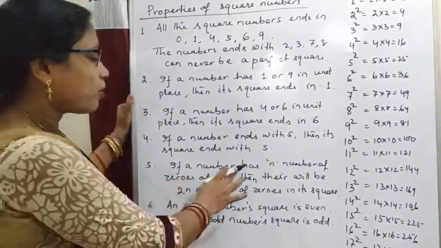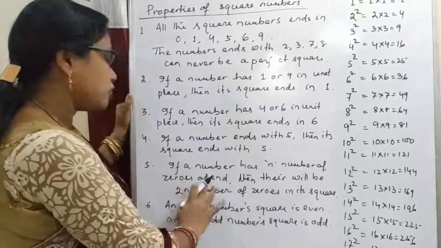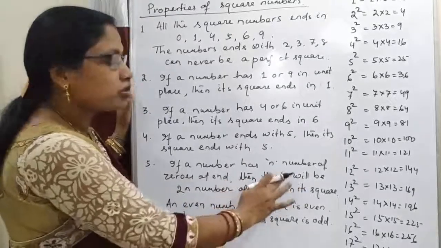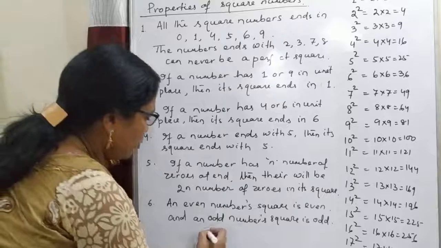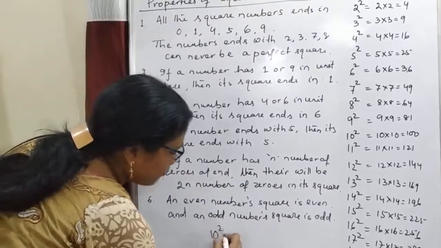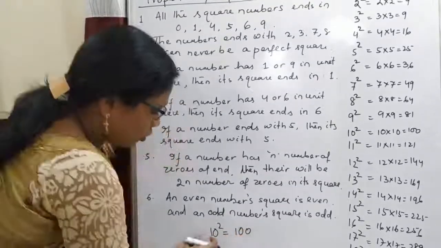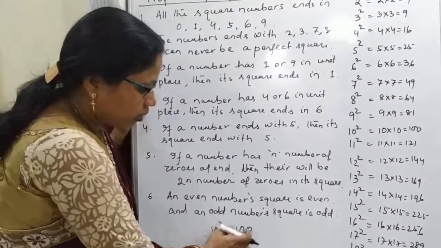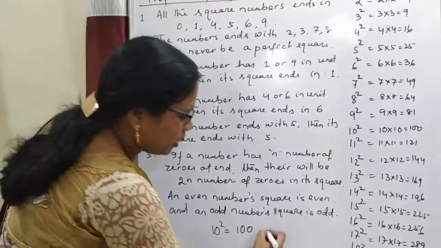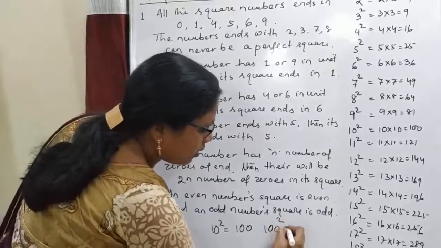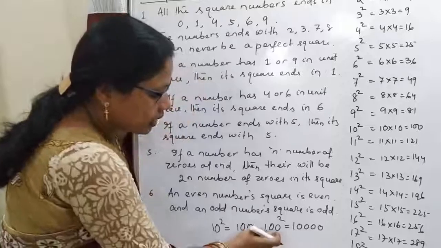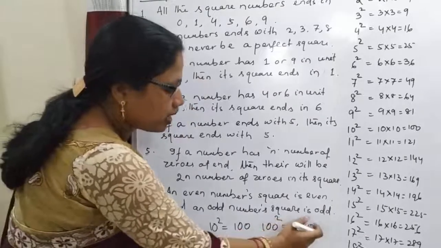Then if a number has n zeros at the end, then there will be 2n zeros in its square. For example, 10 square is equal to 100. So 10 has 1 zero at the end, and its square 100 has 2 zeros. Like 100 square is a number having 4 zeros. So it has 2 zeros, and its square has 4 zeros.